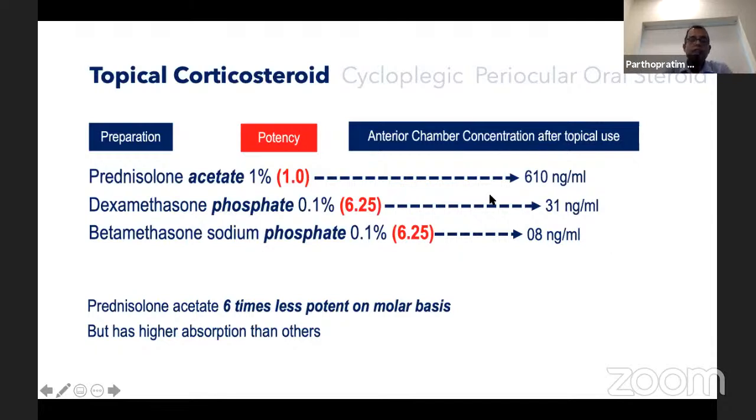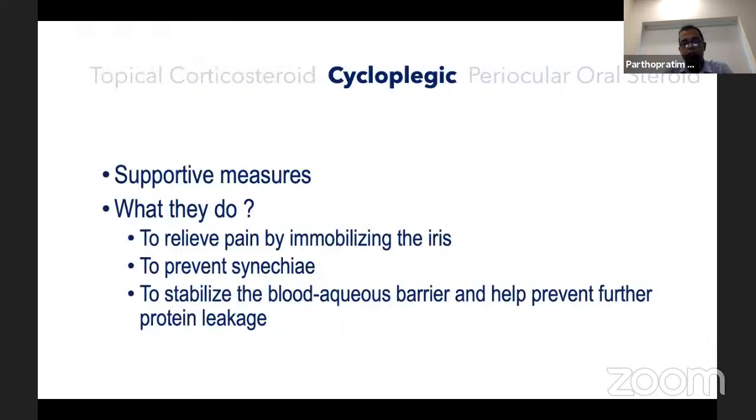So it is very important to understand that prednisolone with the acetate moiety has a better advantage, and one must use prednisolone in treating anterior chamber inflammation.